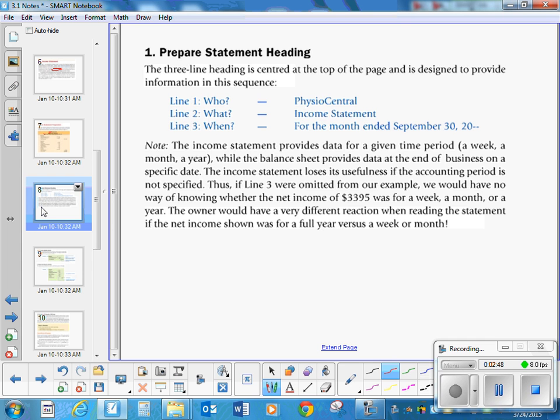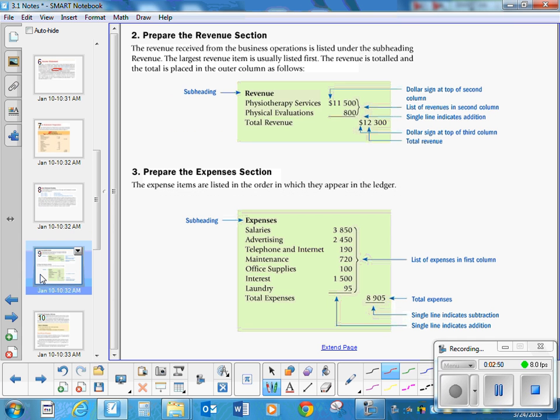That's called the who, the what, and the when. The other two parts start with the revenue section. All you want to have here is your revenue subheading. Then you list the revenues in the first column with a single underline to show that you're adding. And this is your total revenue right here, and it goes in your second column, which is used for totals. You're going to use the subheading total revenue.